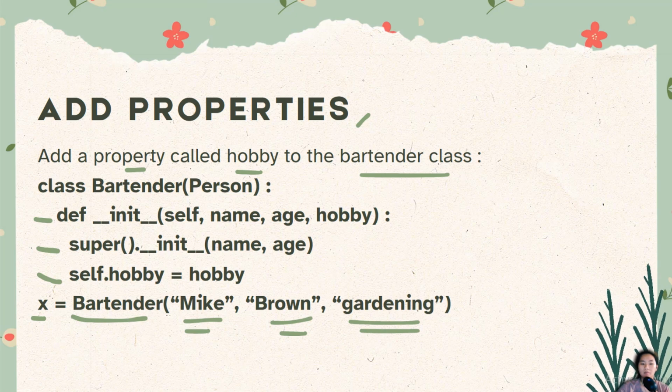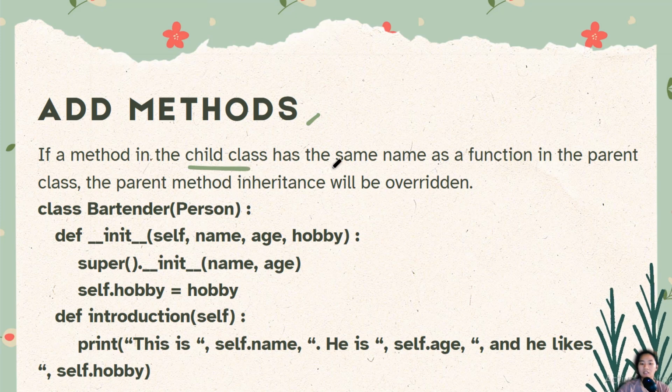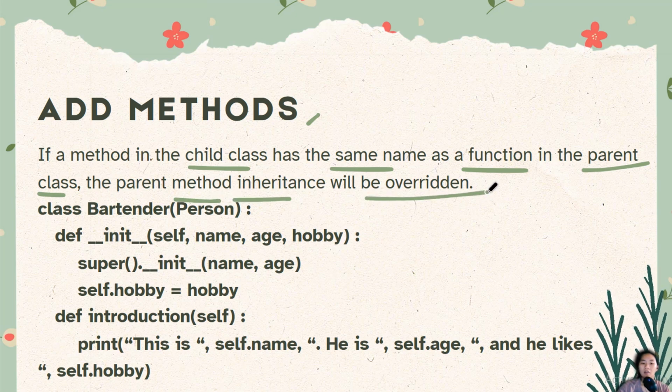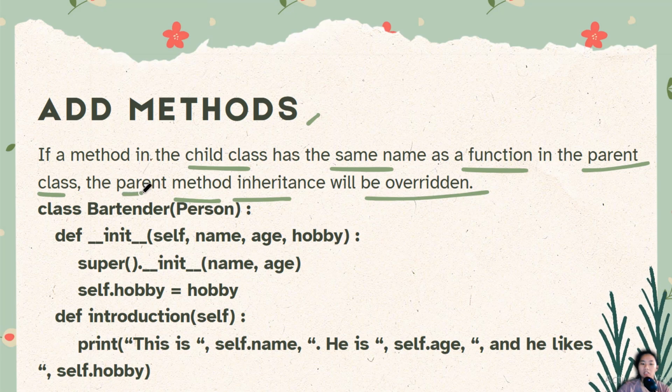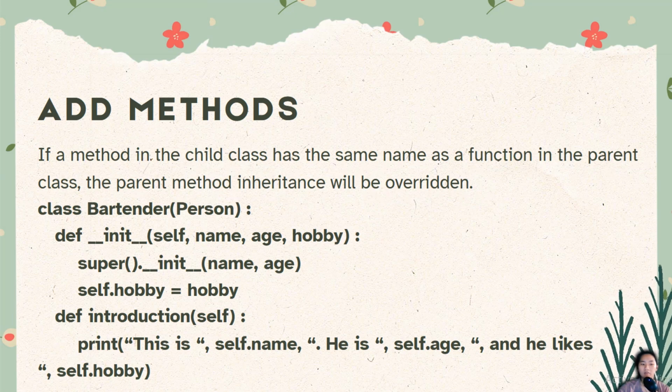Okay, very simple. To the last part, adding methods. If a method in the child class has the same name as a function in the parent class, the parent method inheritance will be overridden, meaning you cannot use whatever method was in the parent in the child class. Here I have an example code. Let's go through it before we move on to the demonstration part.